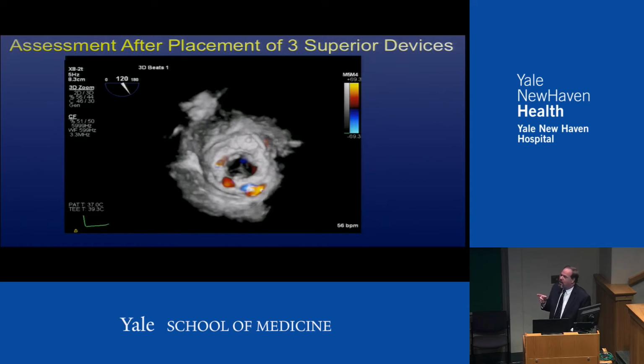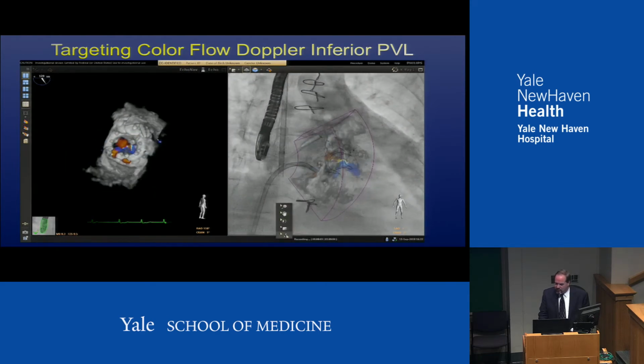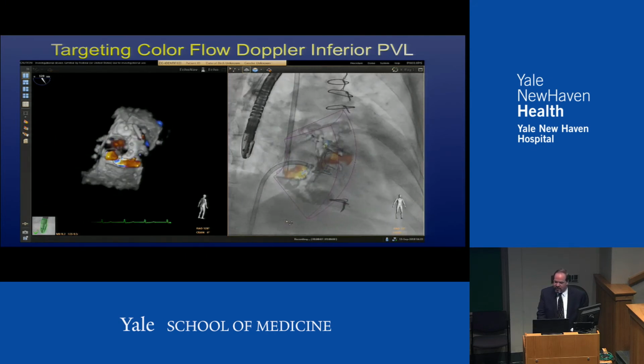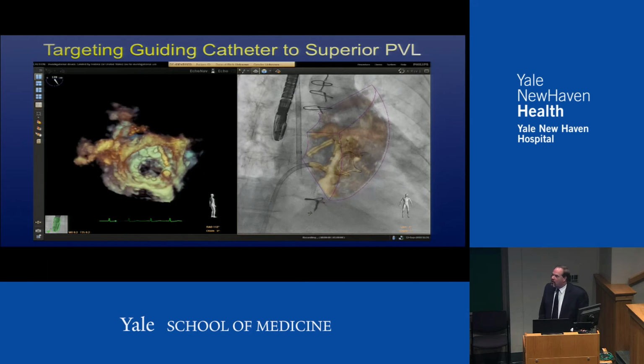But now what's the problem? There's still an inferior septal abnormality, so we have to go after it. But how do we know where that is? We use the smart contrast. We see that color flow. We aim the Agilis at it and get it in, and then this view shows that we were able to put a wire across it.